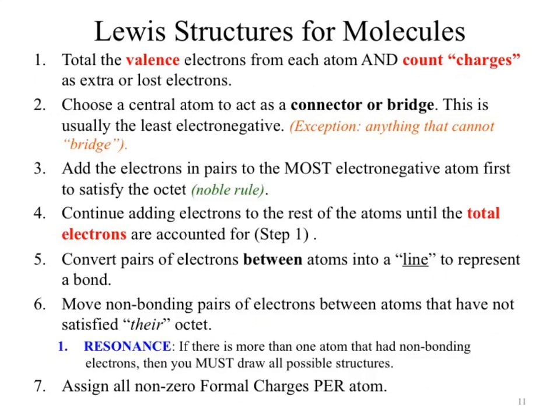That central atom needs to act as a bridge. What does a bridge do? Connects 2 places. Okay? If it's connecting 2 things, how many bonds do you think it has at a minimum? 2. Can hydrogen ever act as a bridge? No. Okay? So in general, our central atom is usually the least electronegative, our exception really being hydrogen, or anything that can't bridge.